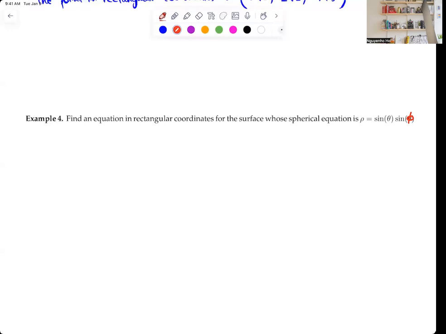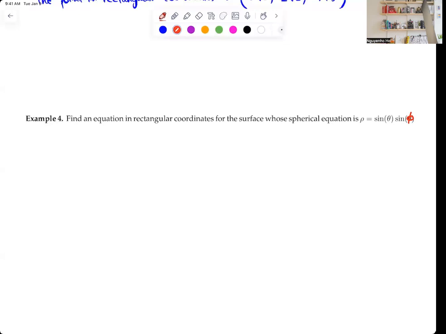When I write down the solution, it's very simple. Don't overthink this. Now take a look at the right-hand side. You have sin of theta and sin of phi. Does that look similar to something in rectangular coordinates? Y, right? So what is missing from the right-hand side?